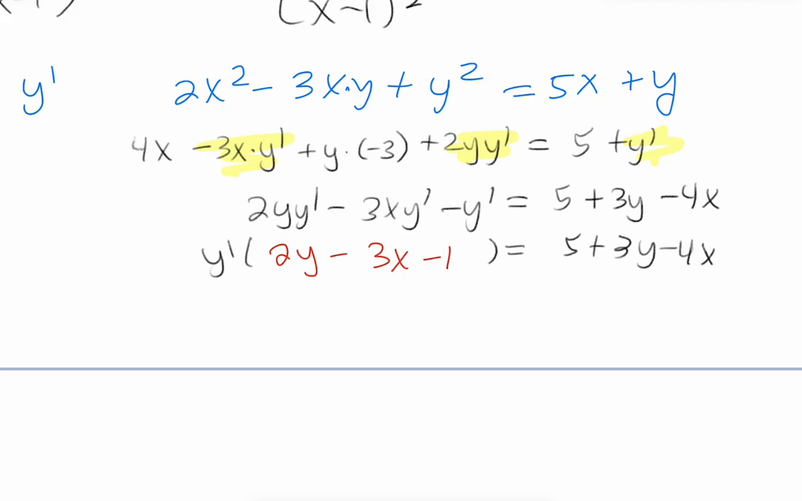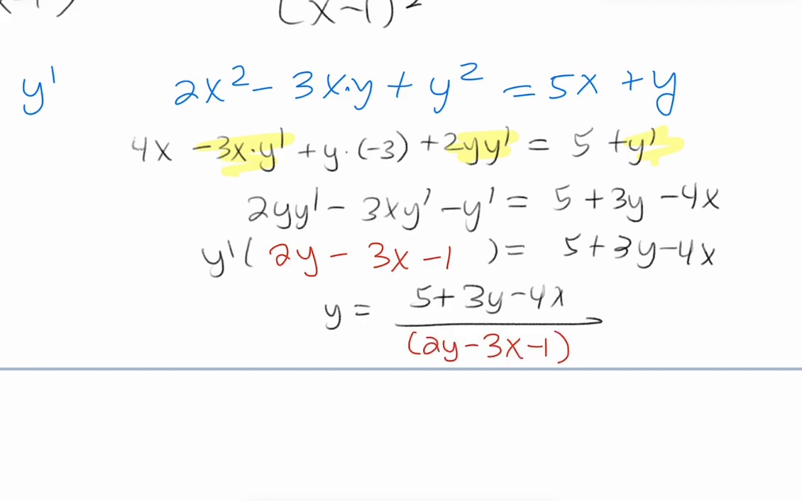So if I want the y prime to be by itself, I've got to divide that off. So our final answer would be 5 plus 3y minus 4x all over 2y minus 3x minus 1. I think there we go. We should have that one okay now.